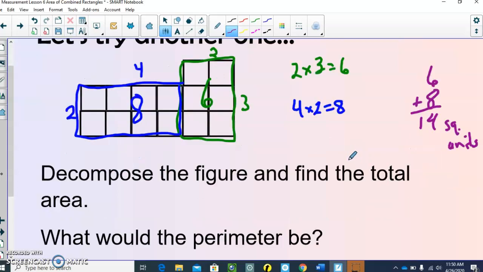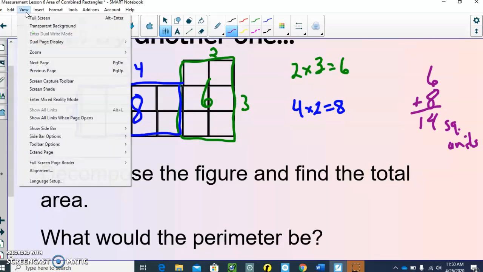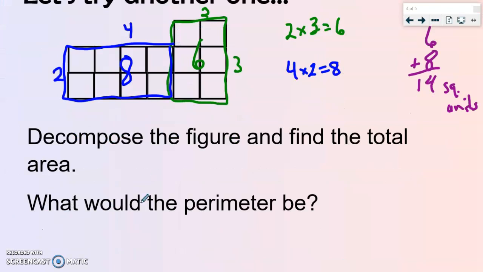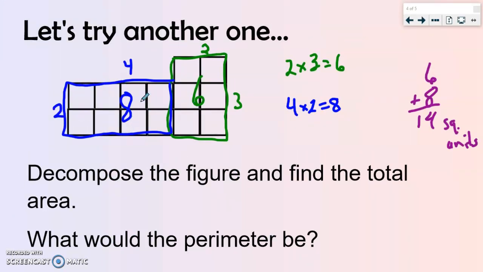And then there was another question here. Let me go back to full screen. It said, what would the perimeter be? And so this is something that we really do focus on area, but it is good to touch base on perimeter as well. So remember, perimeter is the length of all the sides. And since we have combined rectangles, we have more than just the 4 sides. And so with the grid here, it's actually pretty easy to count the perimeter. But we're just going to remember, the formula for perimeter is the length of all the sides.